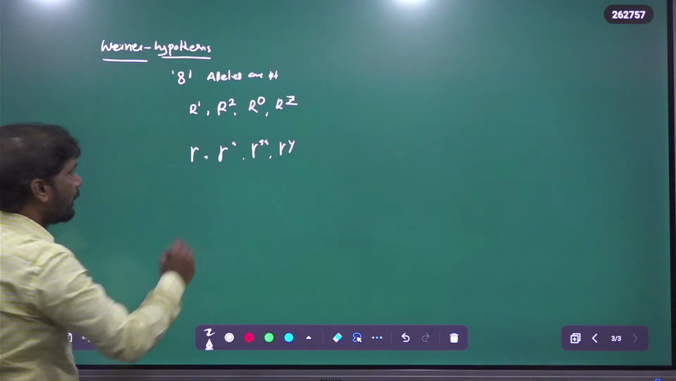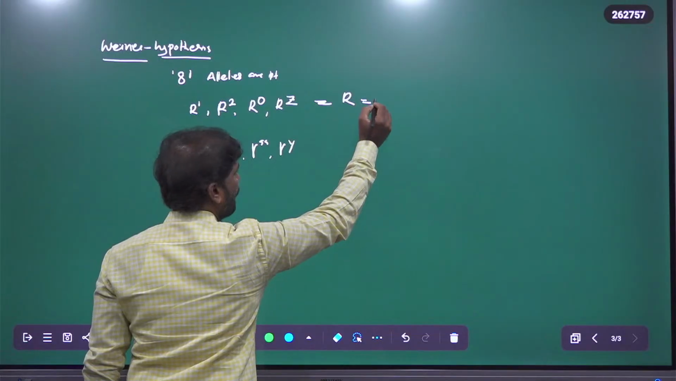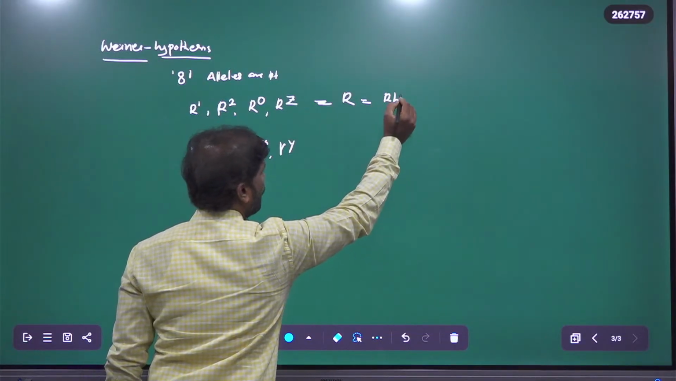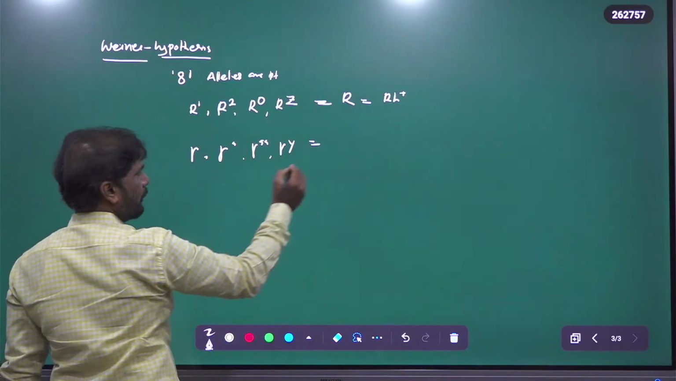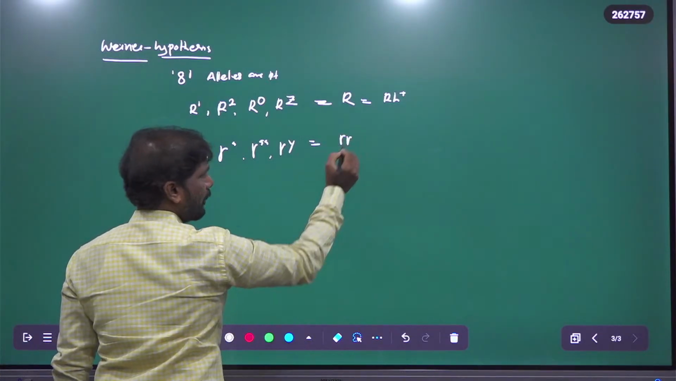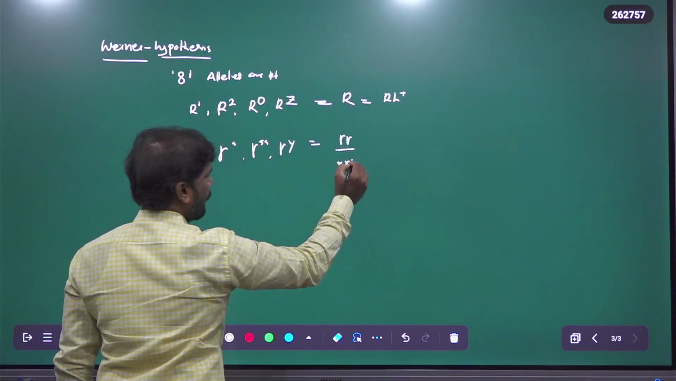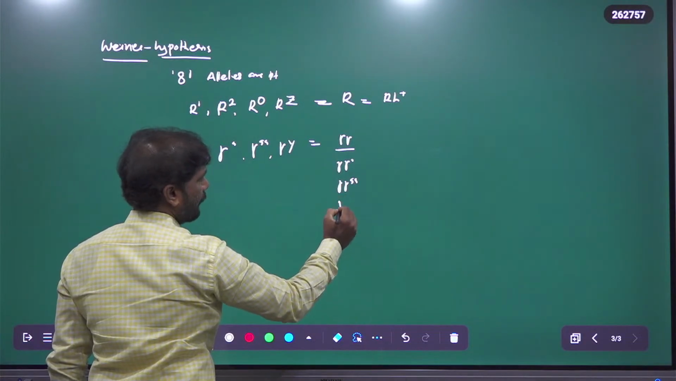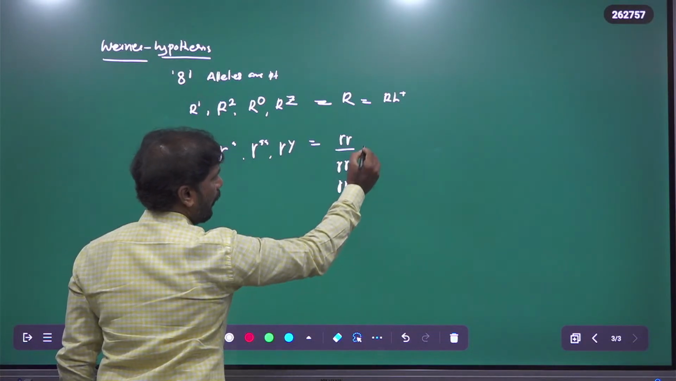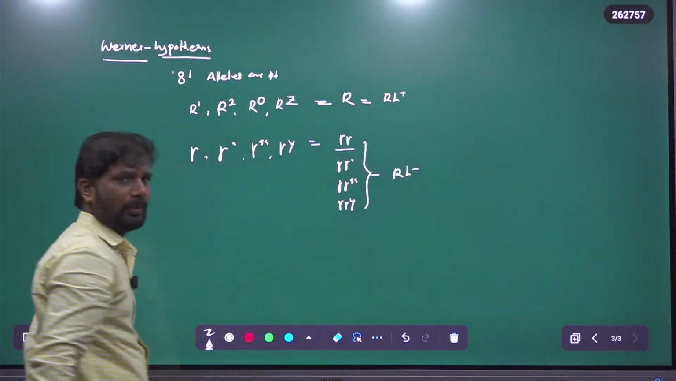So here, capital R indicates Rh positive, and the homozygous recessive, either small r, or small r prime, small r double prime, or small r y, all indicate the Rh negative blood group.